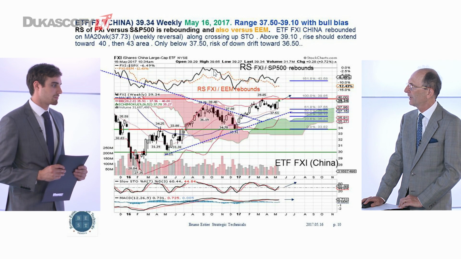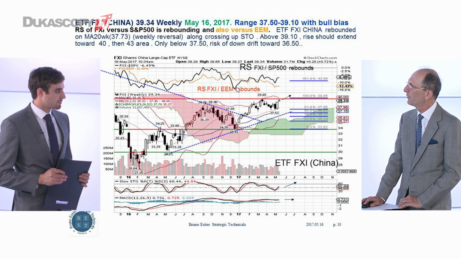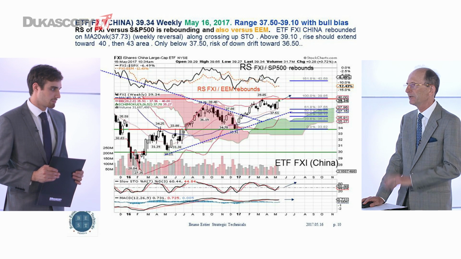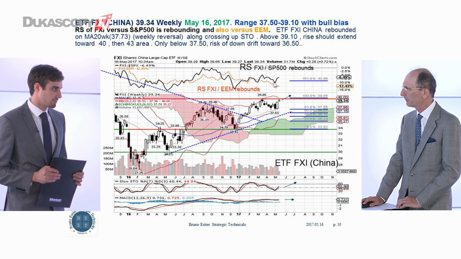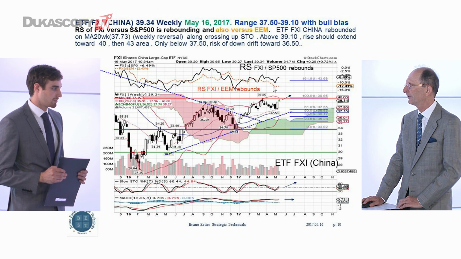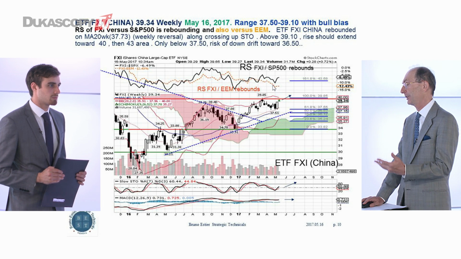We have here the relative strength of China versus the S&P 500. It is moving up recently. It has been doing some pause in April, but it's rising again. And also, it stops declining versus the other emerging markets. So it's basically regaining leadership.